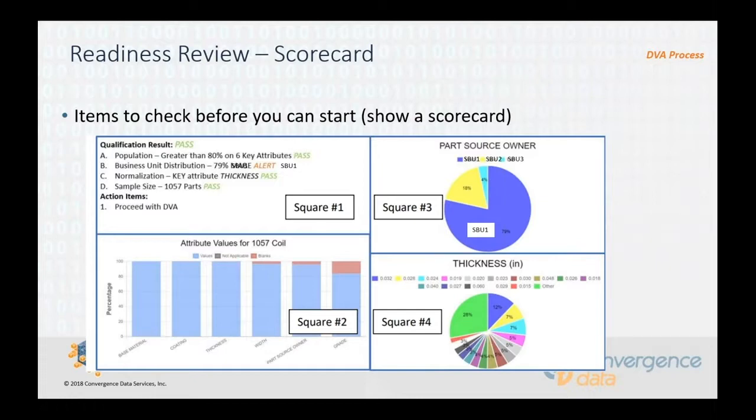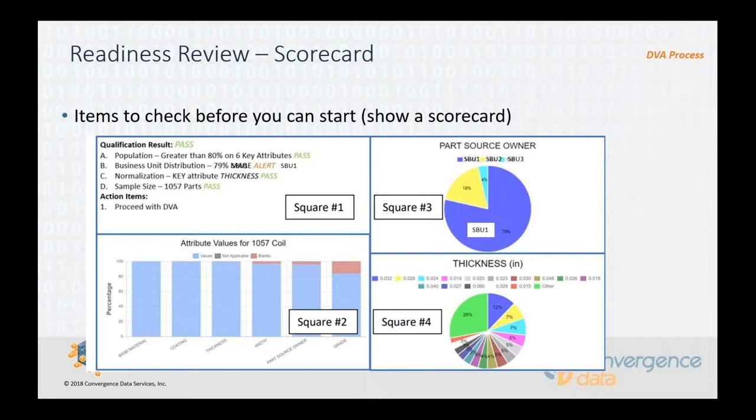You might want to look at a profile of these parts by different divisions. Which divisions have the most of these parts? That's probably a good thing to know. And then in the bottom left is a graphical example of a population report. You can see those are all the key attributes and what percent population they have. And you can see the population percentages are quite high in blue, and that means you're in good shape there.